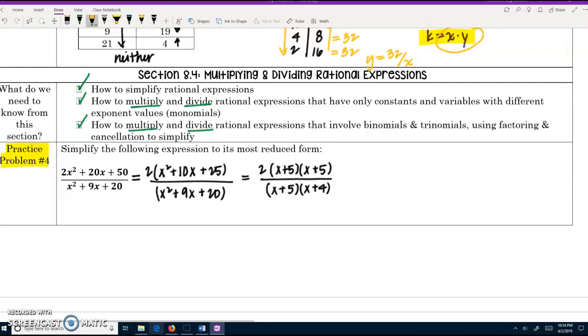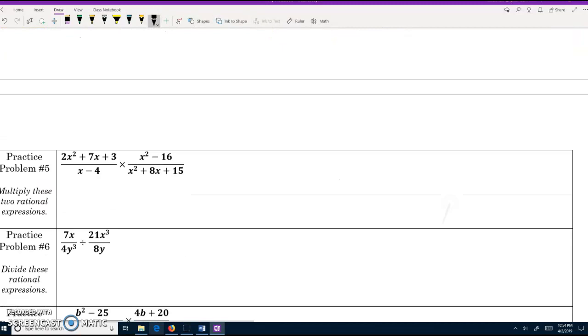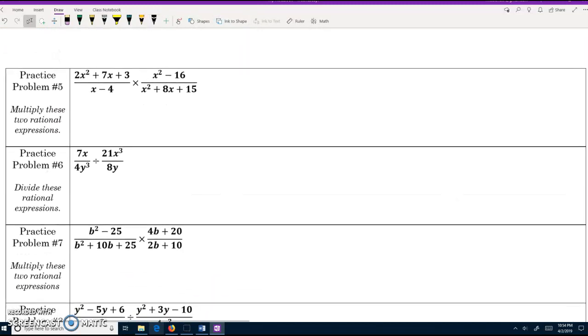So at that point, I can cross the x plus 5's out. They're going to cancel. I can distribute the 2 up top, so I'll have 2x plus 10 in the numerator over x plus 4 down in the denominator. And that's going to be my most simplified result. I can't do anything at that point because the 2, the 10, the 1, and the 4 don't share any common factors. Then we want to check out practice problem number 5.